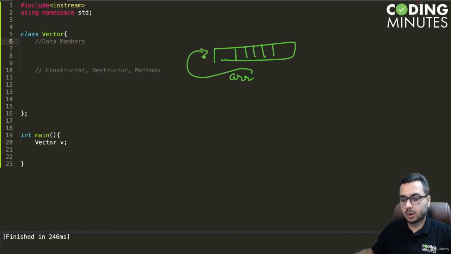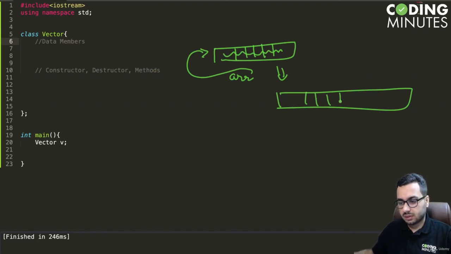Let's say this array pointer is pointing to this one, but after some time this is full. I will copy the elements to a new location which is having a double size. Let's say the original elements are 1 2 3 4, the new location is 1 2 3 4, and we put a 5 here.